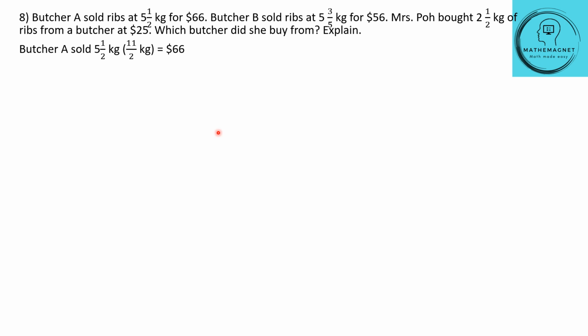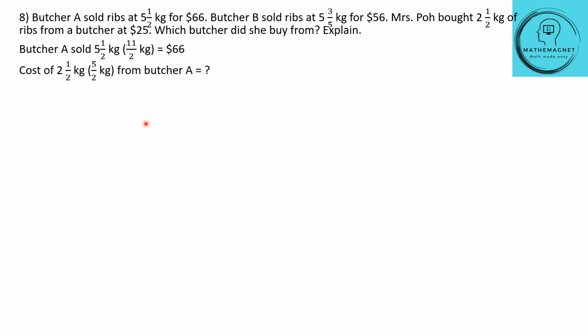So for butcher A, we know he is charging $66 for 5.5 kg. Now 5.5 kg can be rewritten as 11 by 2 kg. We will make this into an improper fraction for an easier way of performing our mathematical operations on it. Now for 11 by 2 kg, he has charged $66. How much will he charge for 2.5 kgs? Now 2.5 kgs, when we convert it into an improper fraction, becomes 5 by 2 kg.